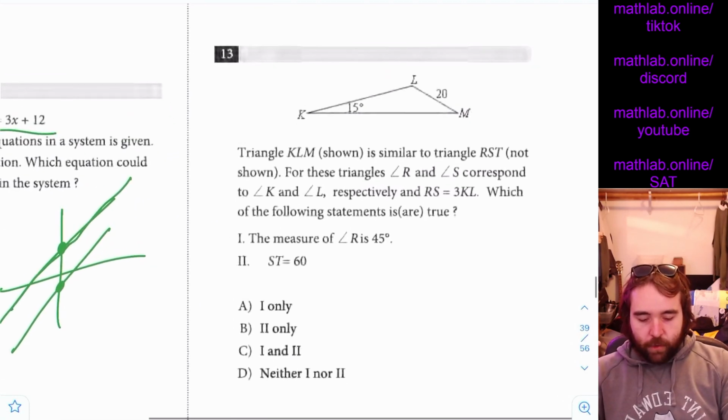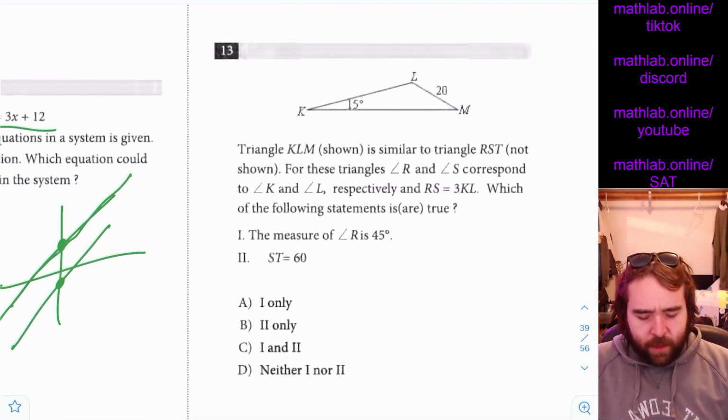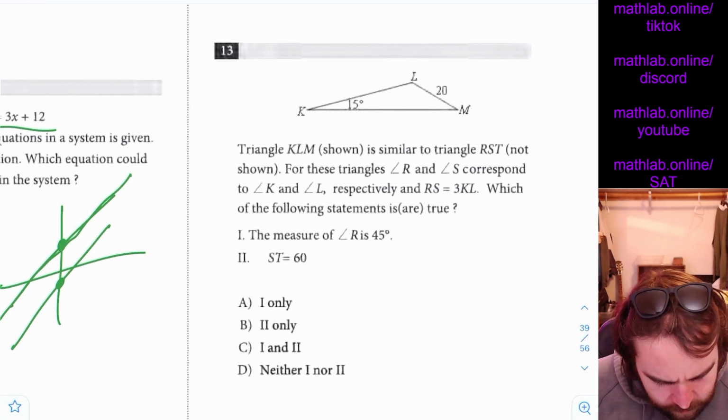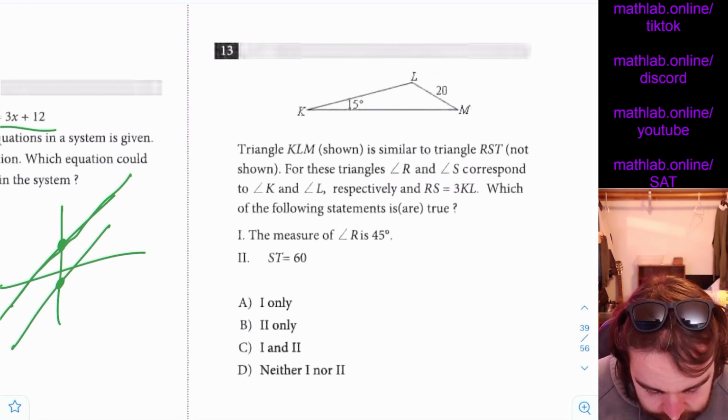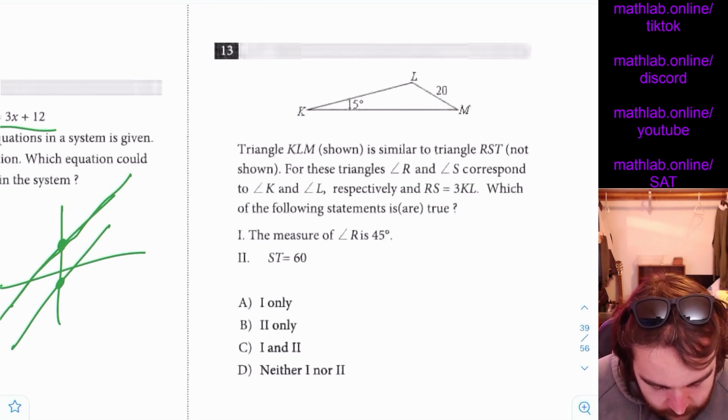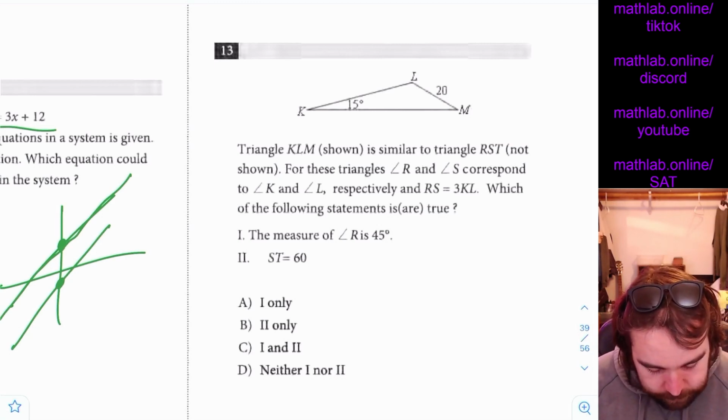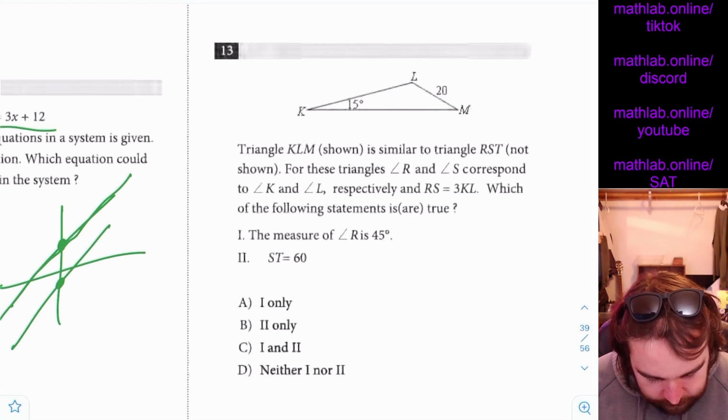All right. Going into another type of question they didn't have a lot of on their example ones. So for these triangles, RS correspond to KL, respectively, RS is 3 times KL. Which of the following statements is true? The measure of angle R is 45. How could we know that? ST is 60. That one makes a lot more sense.